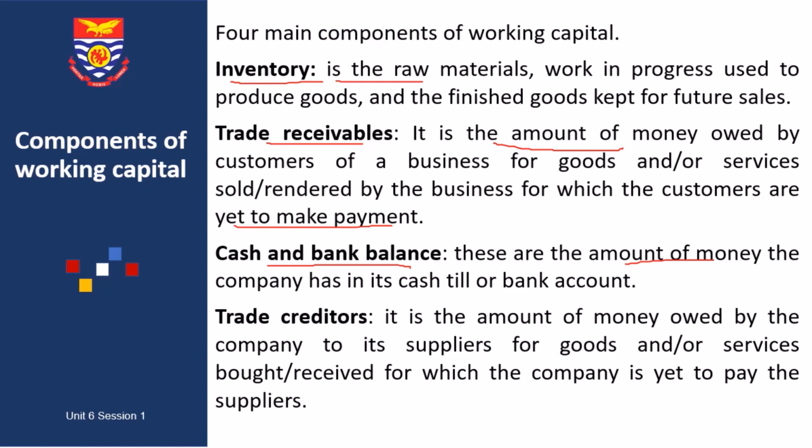We also have our last component here, which is the trade creditors. Trade creditors is the amount of money owed by the company to its suppliers for goods and maybe other things they bought from them. We said trade receivables is the amount of money that customers owe to the company. Do you get it? But trade creditors is the amount that the company rather owes to others, which are suppliers of goods or maybe other services provided. So these are the various components of the working capital.